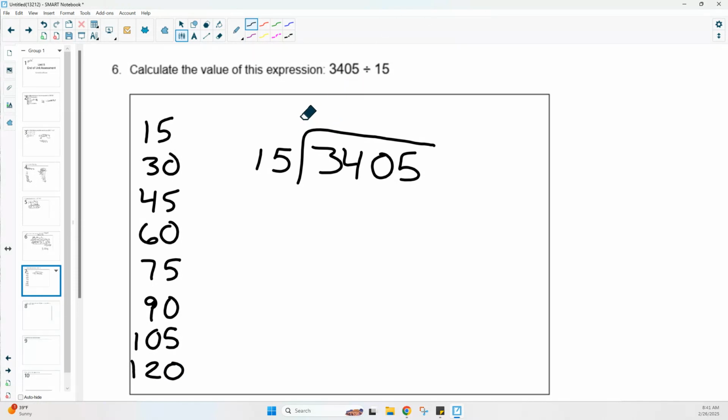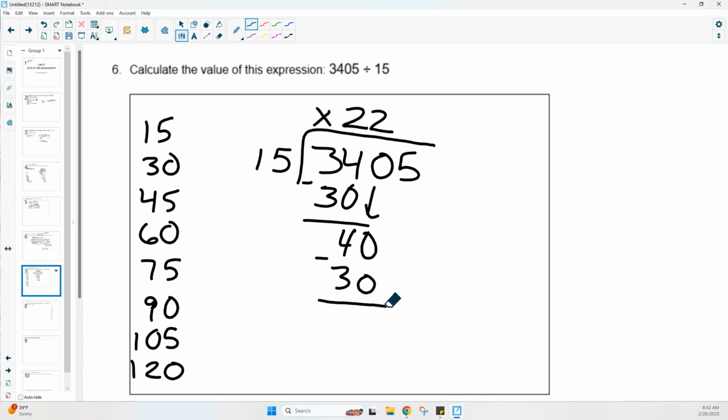All right, 15 does not fit into 3, so I'm going to put an X. 15 fits into 34 2 times, which is 30. 15 times 2 is 30. Subtract out your difference. 34 minus 30 is 4. Next step, bring down the 0. How many times does 15 fit into 40? 15 fits into 40 still 2 times, because 3 would be 45, which is too many. 15 times 2 is 30. Subtract, we get 10.